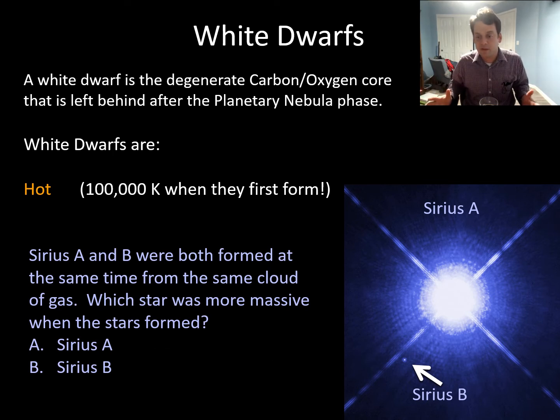So I want you to think for a second about the following question. If Sirius A and B were both formed at the same time from the same cloud of gas, which star was more massive when the stars formed? I'll do my usual pause for 30 seconds or so. You're welcome to pause it for longer before I spoil it, and then I'll come back and tell you what I think.